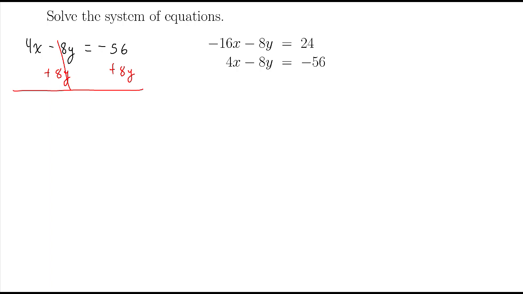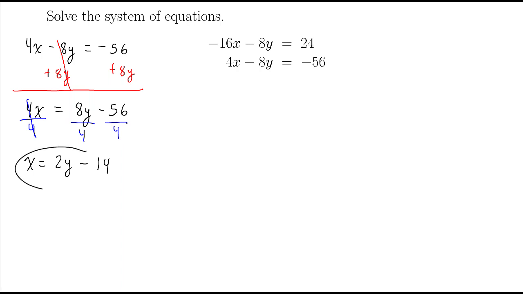Adding 8y to both sides, I'm left with 4x on the left side. The right side is now 8y minus 56, or negative 56 plus 8y. I like to put the variable term first. Okay, divide every term by 4. The 4s would divide out. I'm left with x equals 2y minus 14. So x equals 2y minus 14.